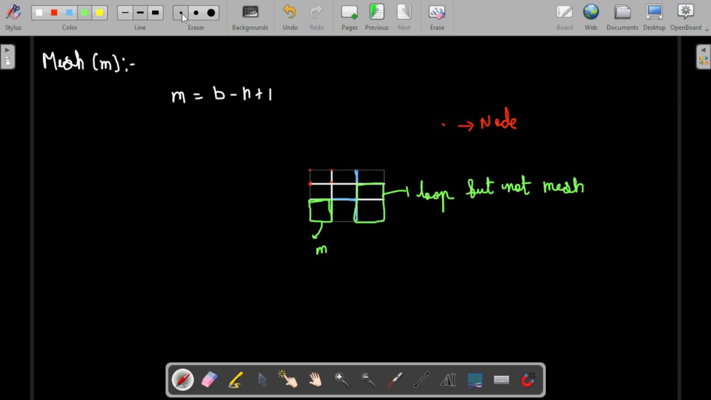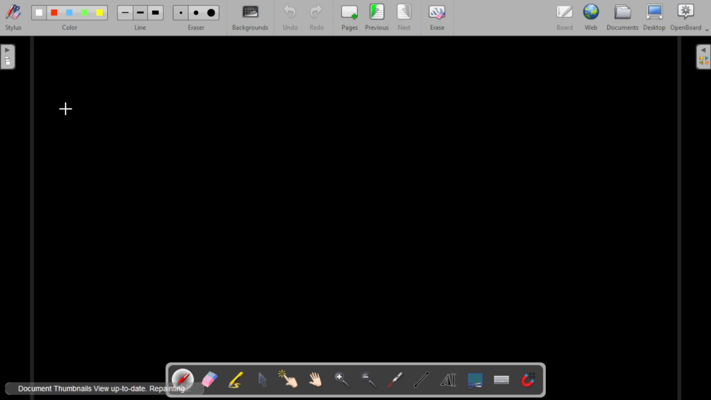Yes. So now let's look at the difference between loop and mesh. So here let us discuss what you mean by loop. So loop, L. Okay. A closed path inside the network that starts and ends at the same point, but it may or may not have smaller loops inside it.